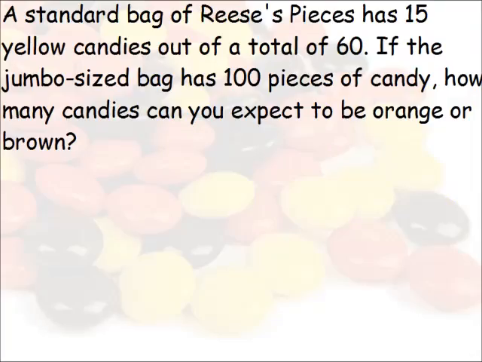A standard bag of Reese's Pieces has 15 yellow candies out of a total of 60. If the jumbo-sized bag has 100 pieces of candy, how many candies can you expect to be orange or brown? Reese's Pieces come in only 3 colors. They come in yellow, brown, and orange.